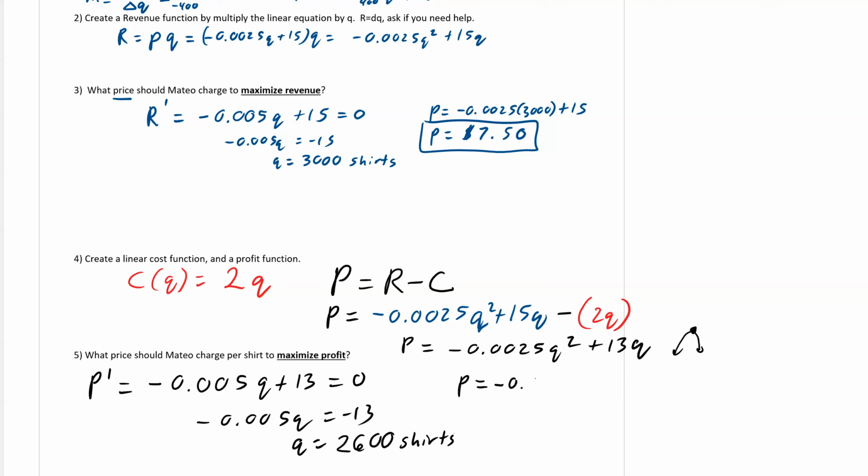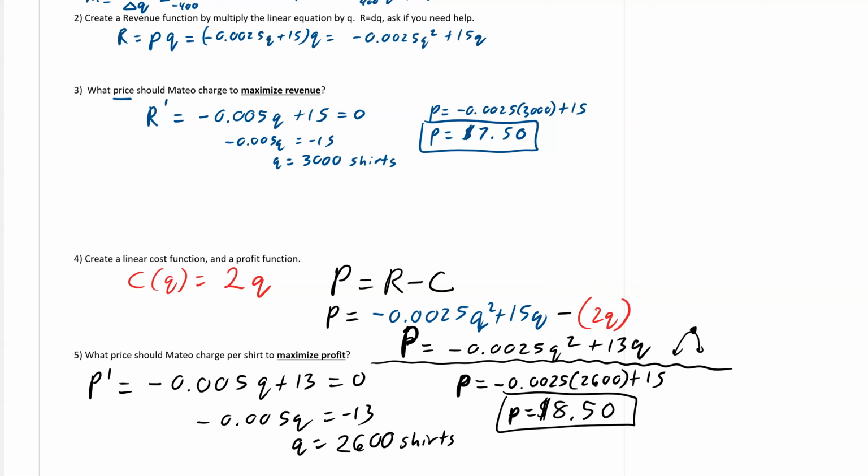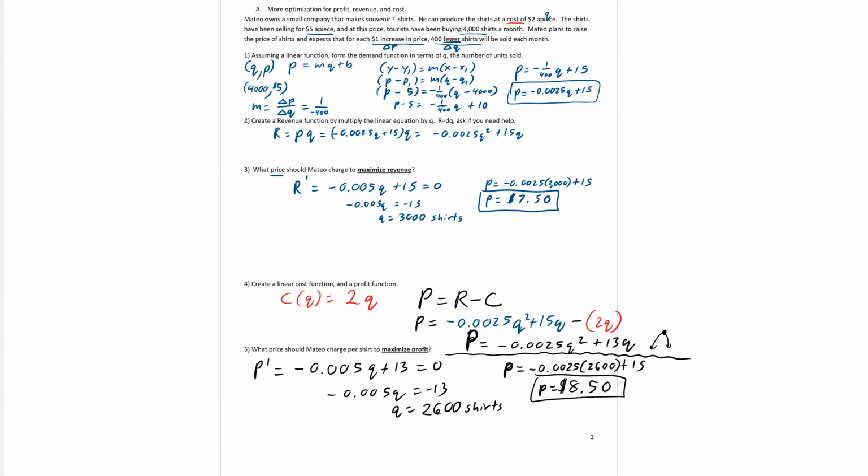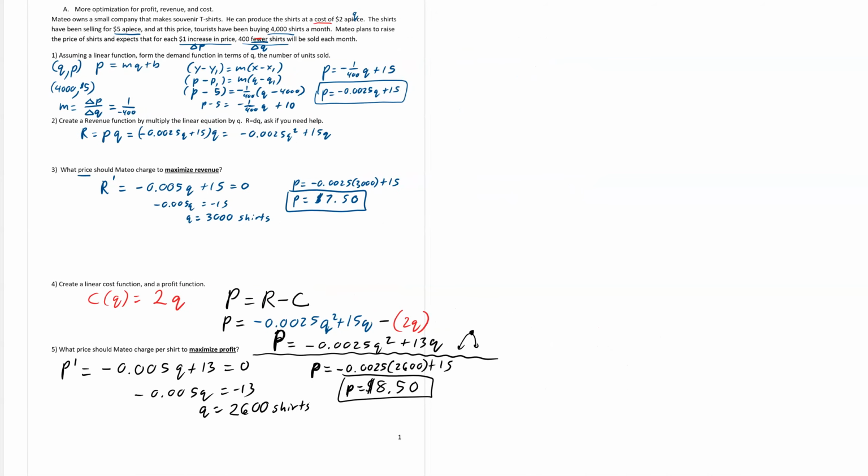So now if we take our price function and plug in the 2,600, it will tell us our price. Put a line here so we can see the two are different. This is profit, capital P. This is price, lowercase p. So it's $8.50. So if he wants to maximize profit, he should sell it for $8.50. So this is his starting point. With all the information he's collected, $8.50 is what he should sell it for to maximize profit.